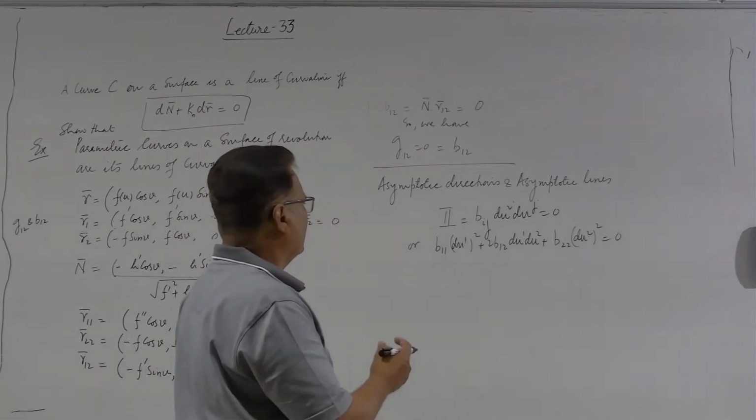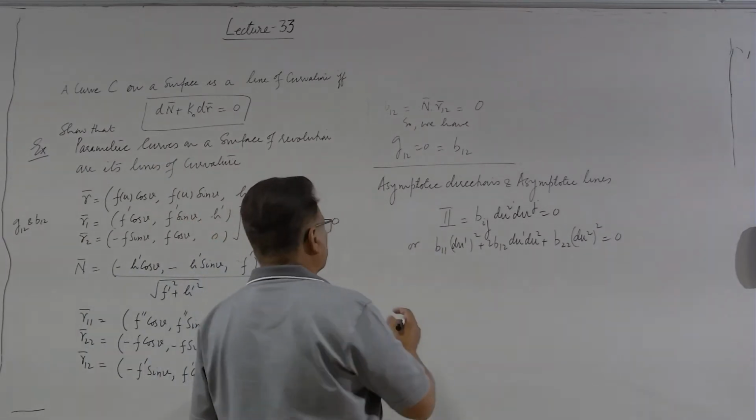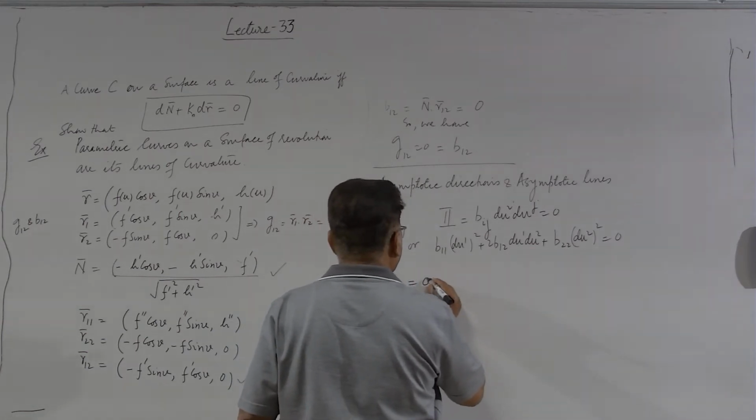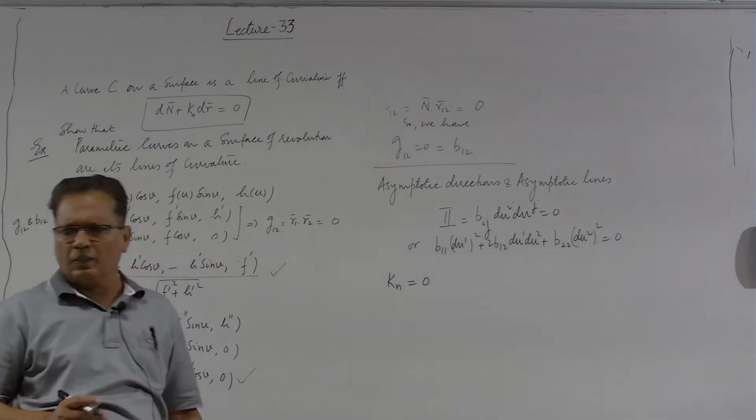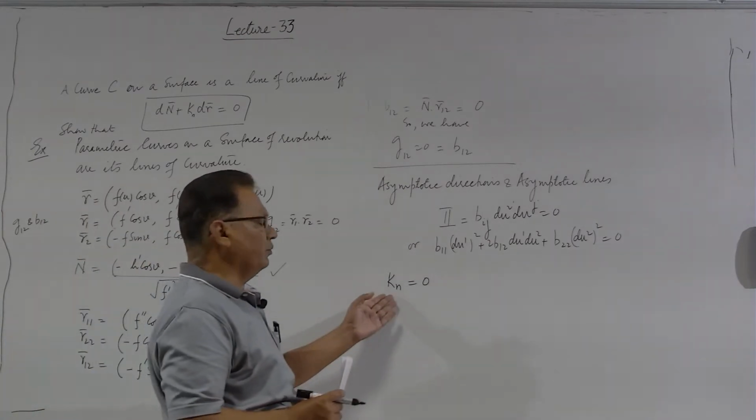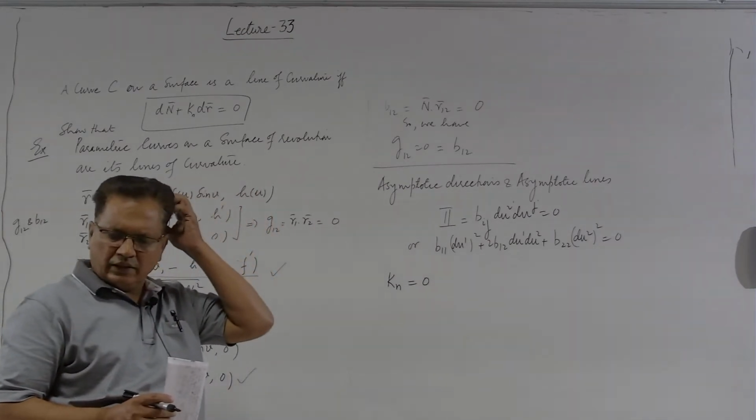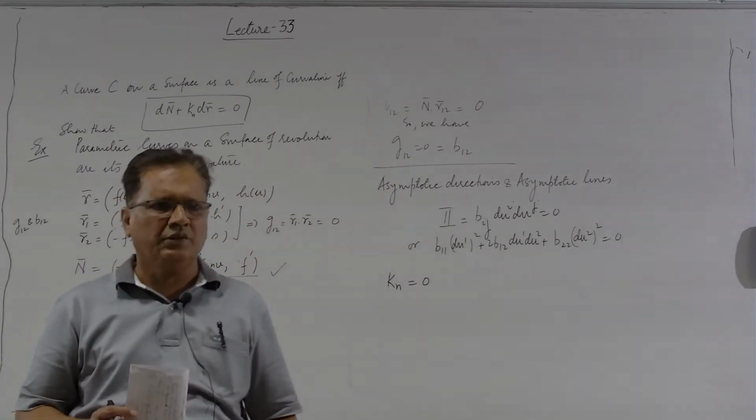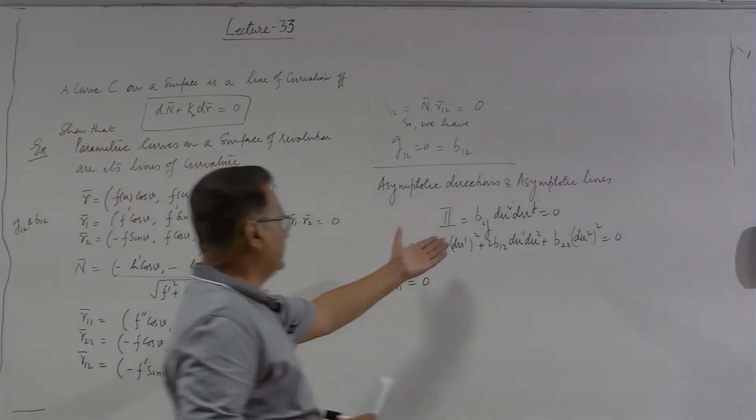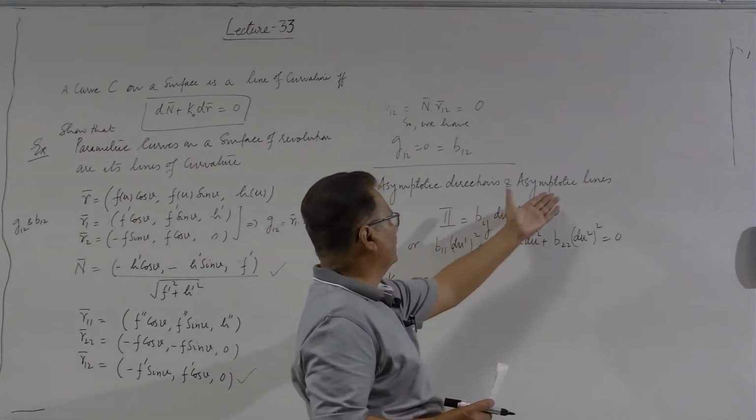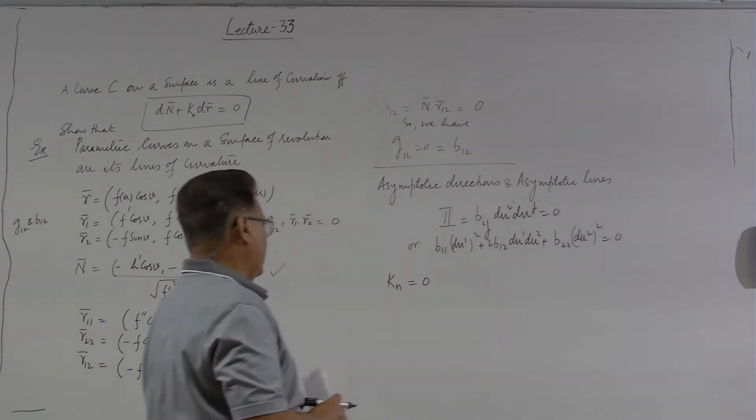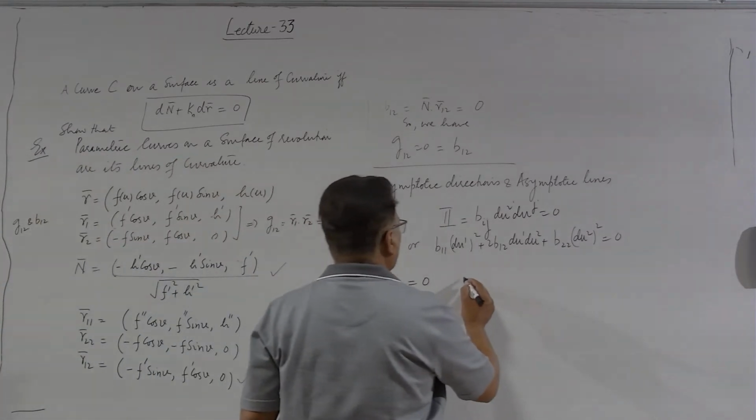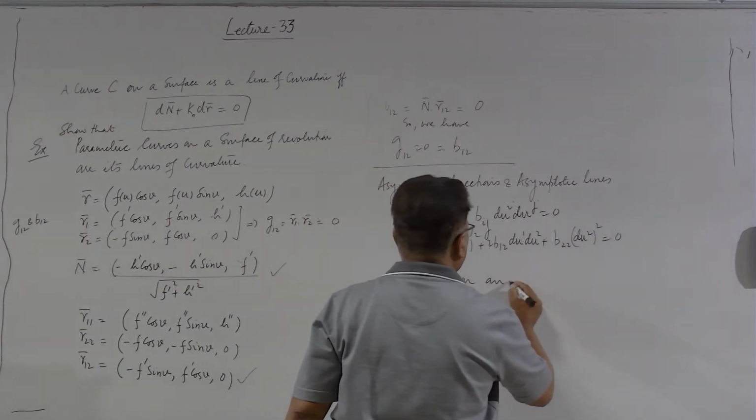All right, now there are some easy observations. One of the simple observations is that along an asymptotic line the normal curvature will be 0, and this follows from the formula of the normal curvature. It is in fact Bij dui duj upon Gij dui duj. So, since Bij dui duj is 0, Kn must be 0. So, that was straightforward. So, this happens on an asymptotic line.